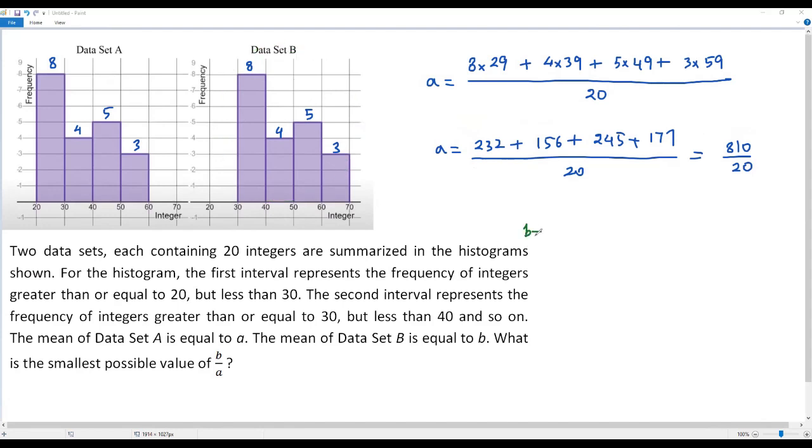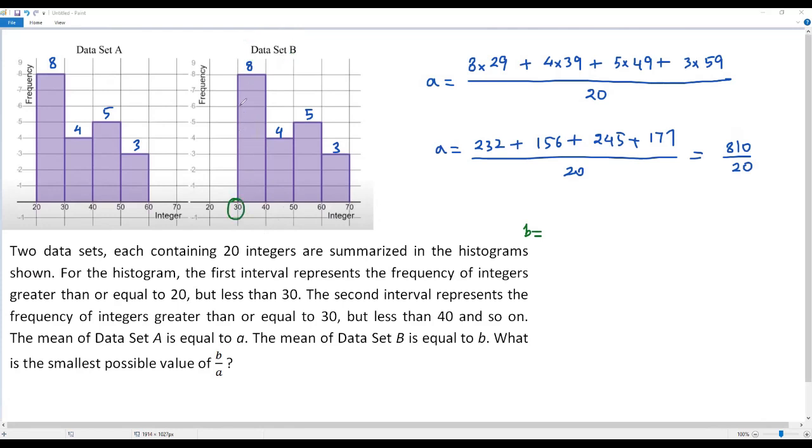Okay, now let's get the mean of data set B. For that, let's consider the first interval over here. In this interval, we have 8 integers. As we have discussed, we have to get the smallest possible mean for data set B. And also the possible values we have in this interval are 30, 31, 32, up to 39, not 40, because we have to take the values greater than or equal to 30, less than 40. Okay, here, since we have to get the smallest possible mean for data set B, we have to consider the smallest possible value in this interval, that is 30.